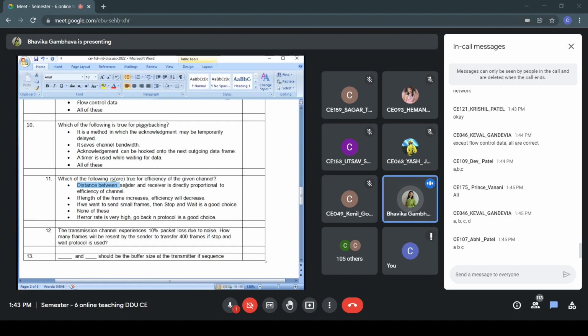Distance between source and receiver is directly proportional to efficiency of the channel. Length of the frame increases, then efficiency will decrease. If we want to send some small frames, then stop and wait is a good choice. If error rate is very high, then go back N is the protocol which should be used. Or none of this. Which of the statements are true?